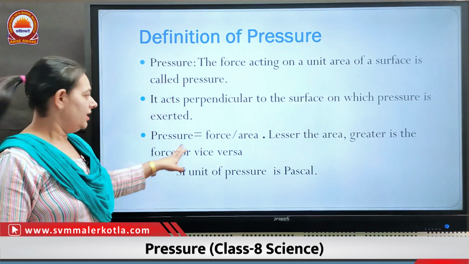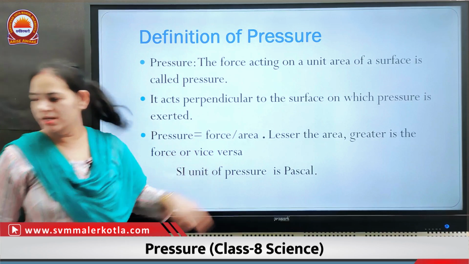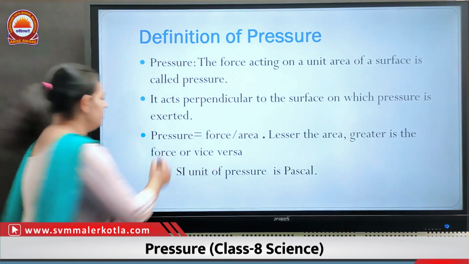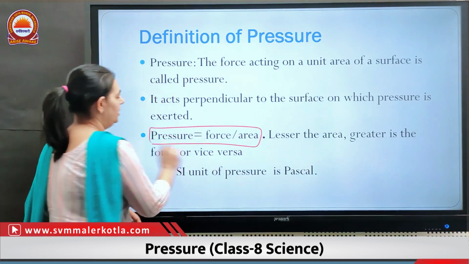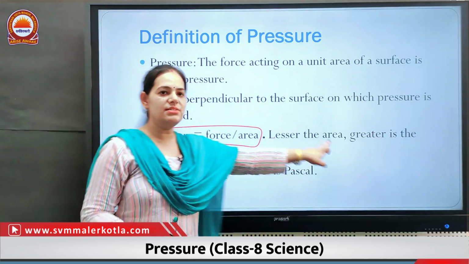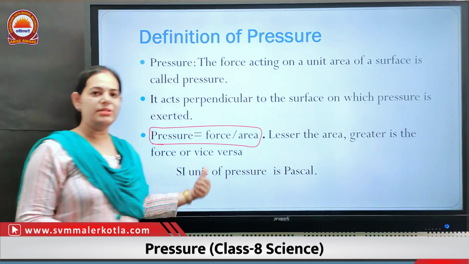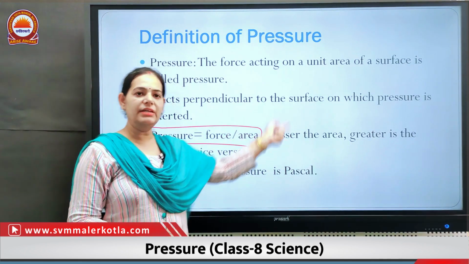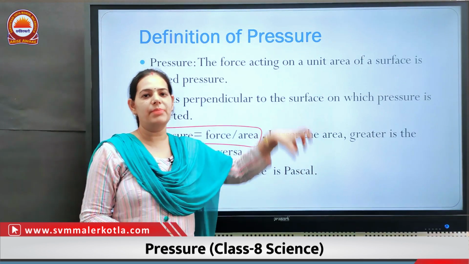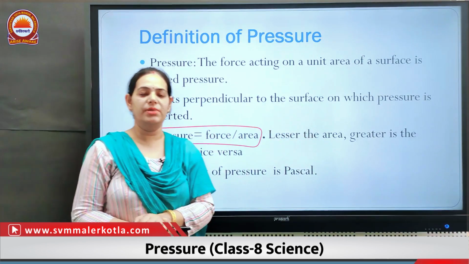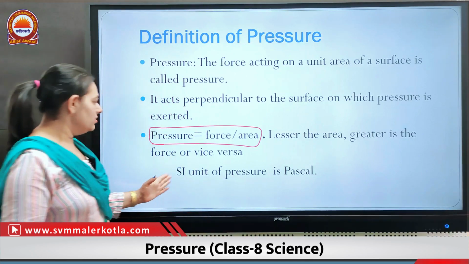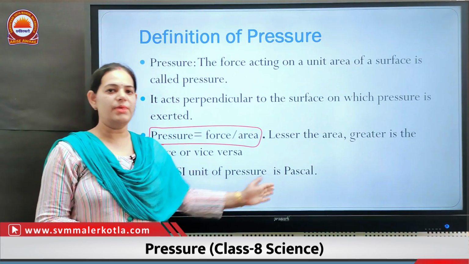So here is the formula of the pressure. Pressure is force upon area. It means if the area is lesser, then the pressure will be greater, and if we increase the area, then the pressure applied on that particular surface will be lesser. Also, the unit of the pressure is Pascal.